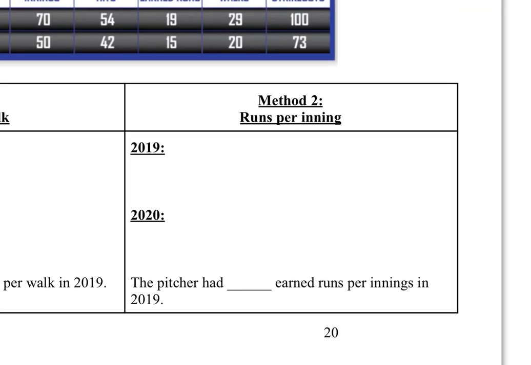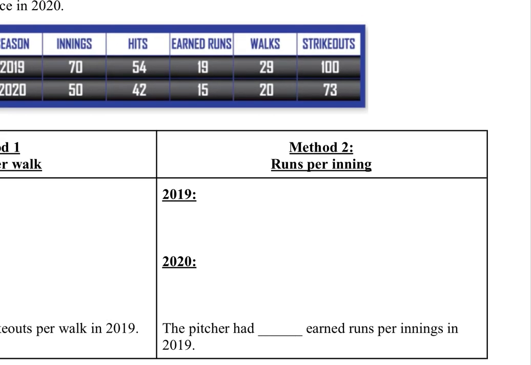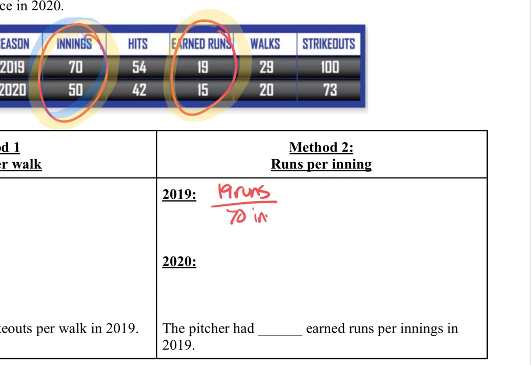So for 2019, I'm looking at my earned runs. Here we go. Yep, we have 19, and then they said per inning. So these are the 2 that we're going to compare. I circled them there. So we have 19 runs over 70 innings. And then in 2020, we had 15 runs over 50 innings.